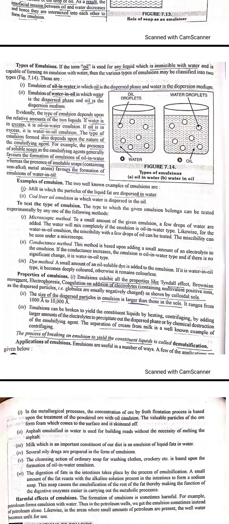For example, petroleum forms emulsion with water. Thus, in the petroleum wells, we get the emulsion sometimes instead of petroleum alone. Likewise, in the areas where small amounts of petroleum are present, the well water becomes unfit for use.